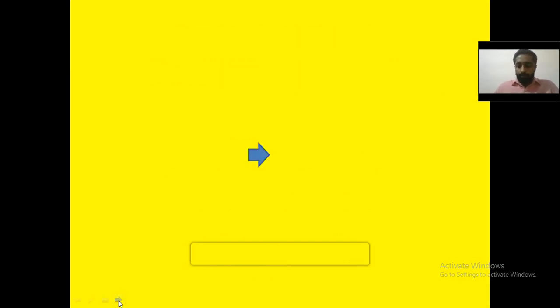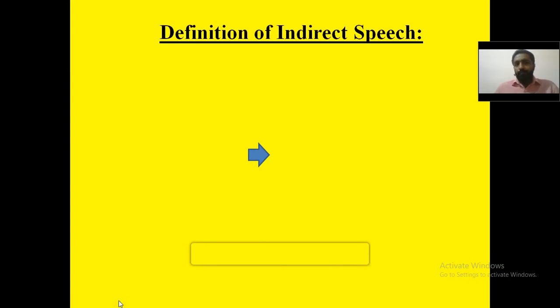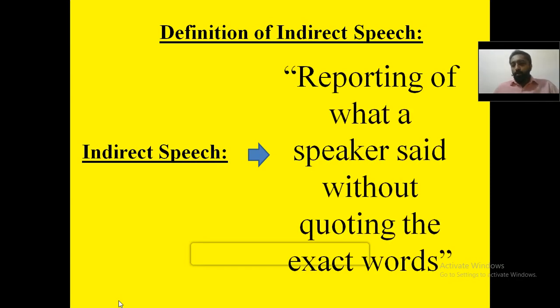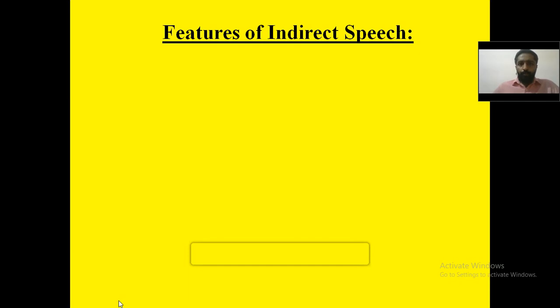Now let's move on to the next one. That is, what is the definition of indirect speech? Indirect speech is defined as reporting of what a speaker said without quoting the exact words. Indirect speech simply means that we do not use the actual words of the speaker. Let's go through an example to make you understand.